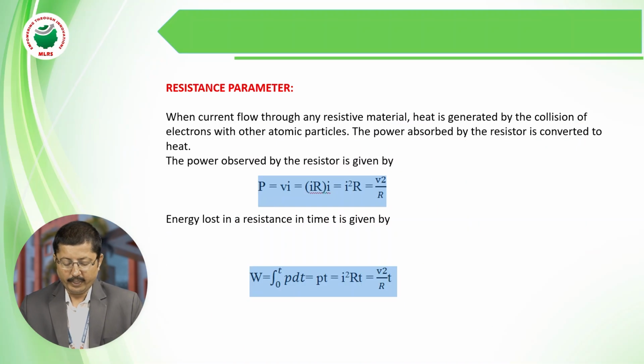So now when current flows through any resistive material, heat will be generated by the collision of electrons with other atomic particles. So the power absorbed by the resistor is converted into heat. Here the resistor absorbs the power and dissipates the energy in the form of heat. Now let us see the power and energy relations.